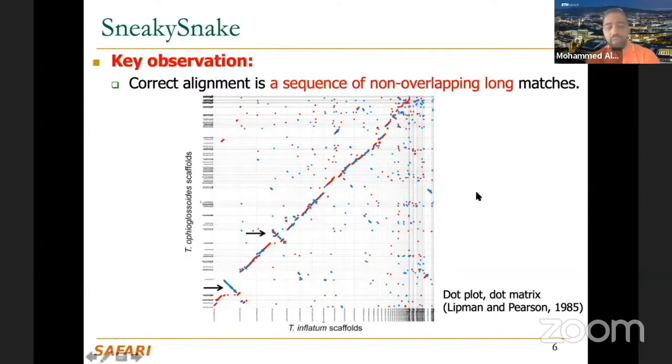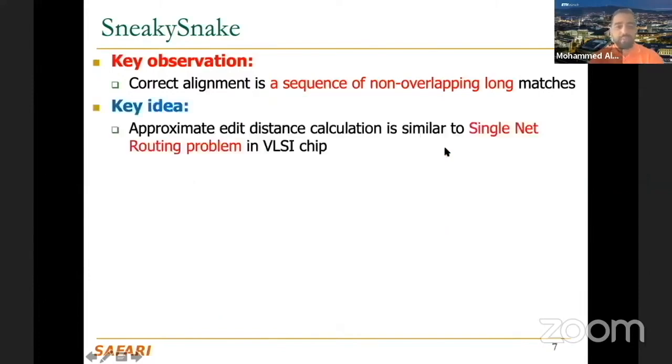Now, we leverage this observation, or we exploit it actually, to do the SneakySnake algorithm. So the correct alignment is a sequence of non-overlapping long matches, and these are the things around the diagonal. So we said, okay, let's approximate edit distance calculation using what we call the single net routing problem in a VLSI chip. We observe that the single net routing problem is very similar to connecting these dots, or finding these long non-overlapping matches.